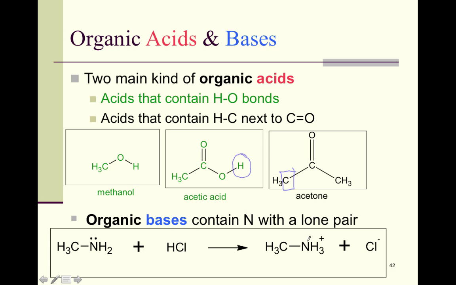So what's going to happen is nitrogen has 4 bonds. It has 1 more bond than it's supposed to, so it gets a plus charge. And chloride is going to be an anion, so it gets a negative charge. So this is an example of an organic base containing nitrogen and a lone pair. The nitrogen is going to grab the hydrogen. The lone pair is gone, but it becomes a plus charge on our nitrogen.